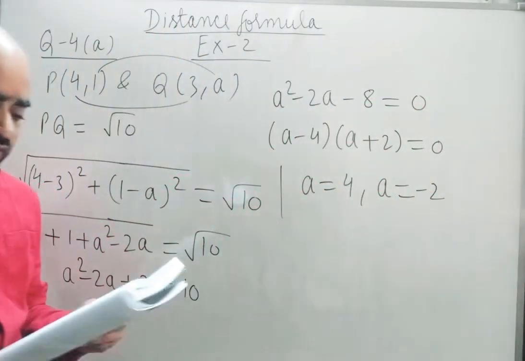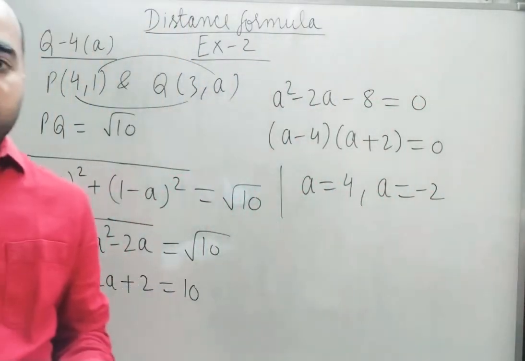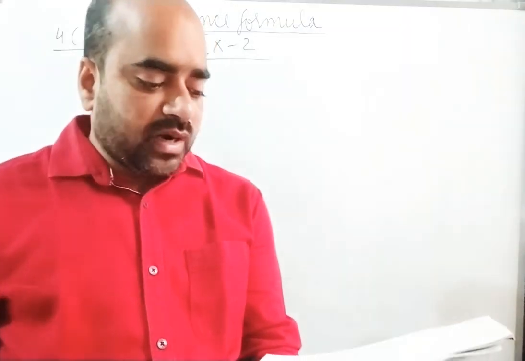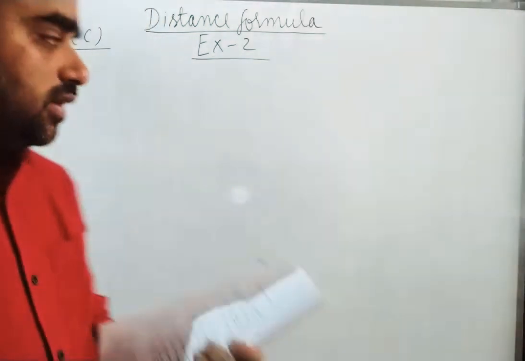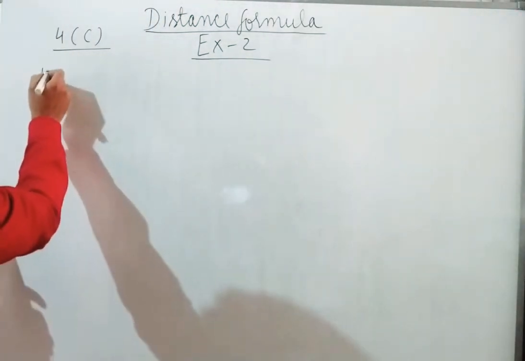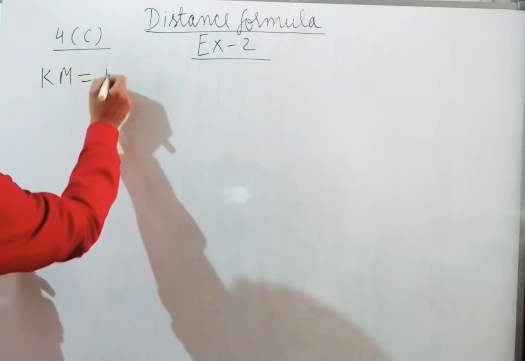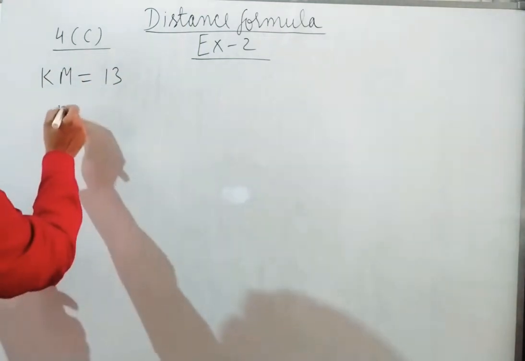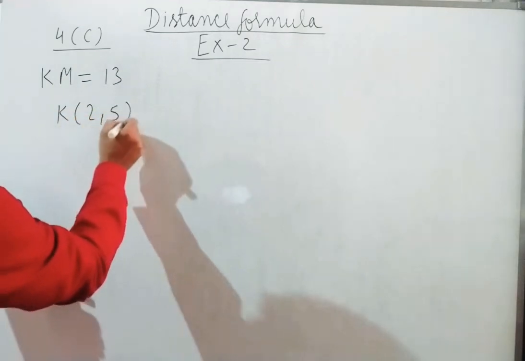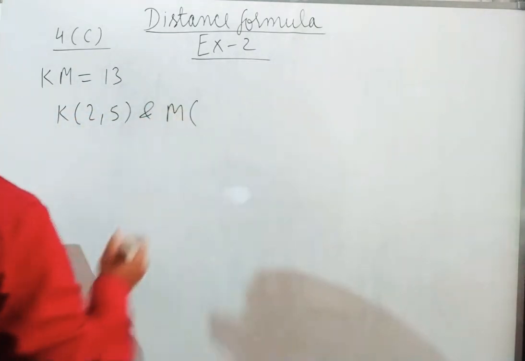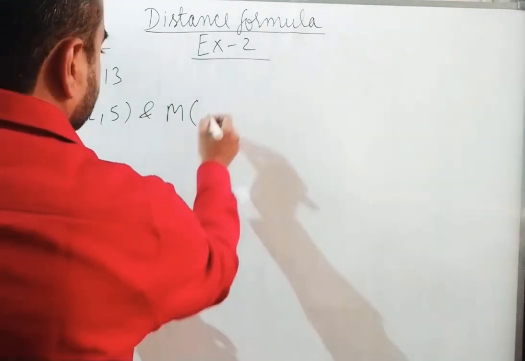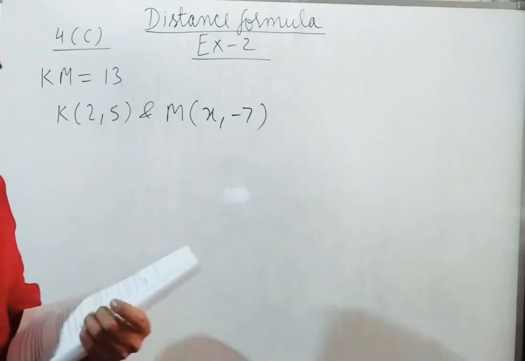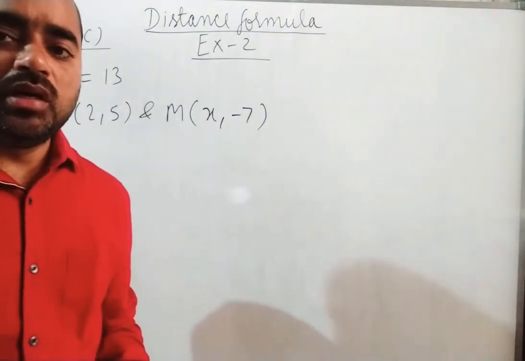Correct? So this is the solution. We have to find A. Next is 4C part. KM is a line segment of length 13 units. It means KM is given as 13 units. K has the coordinates (2, 5) and M has coordinates (x, minus 7). We have to find the possible values of x such that KM is equal to 13 units.